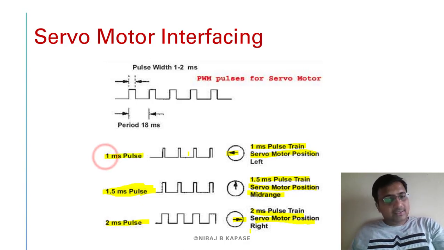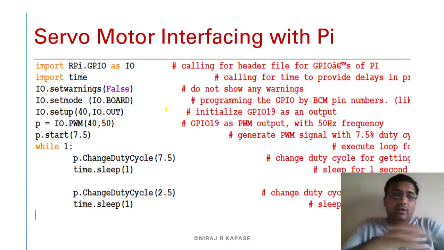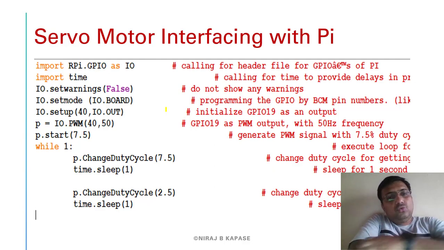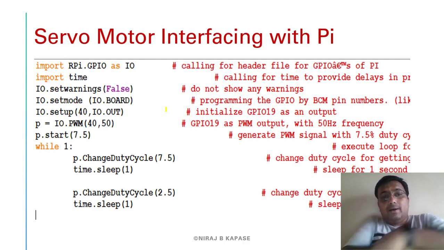Okay. For 1 millisecond it is at the left, for 1.5 milliseconds it is at 90 degrees, and for 2 milliseconds it is at the right position. So here is the code for interfacing a servo motor with Raspberry Pi. Here we need to configure the PWM for Raspberry Pi.